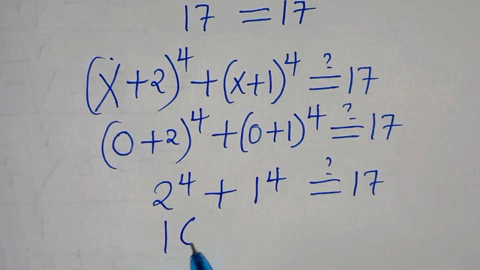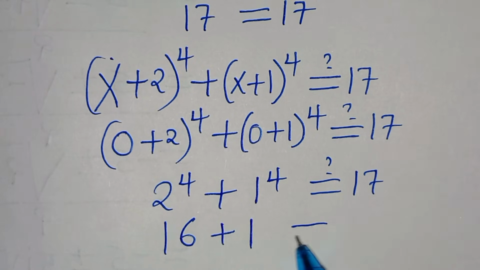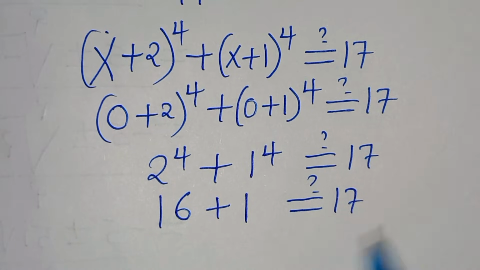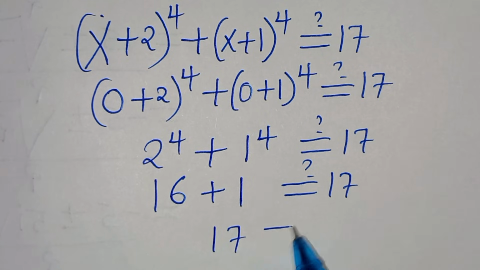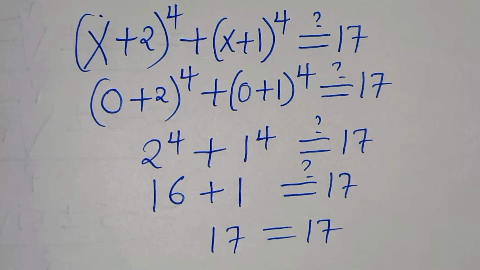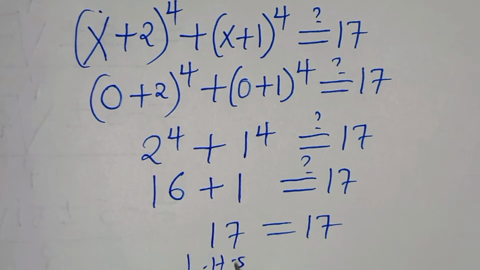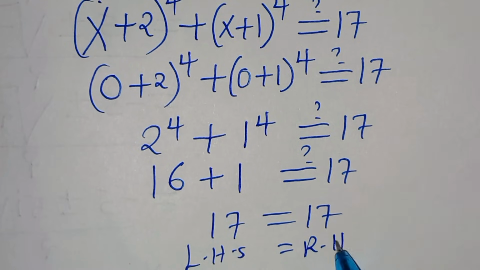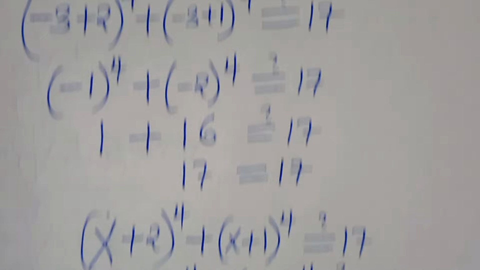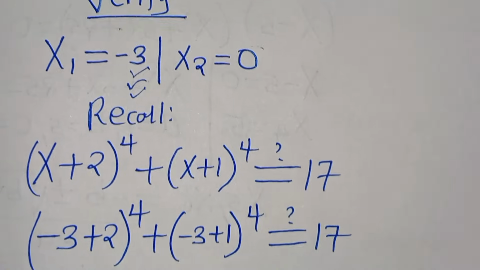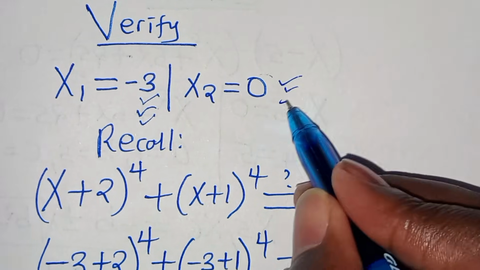So this is 16 plus 1, which should give us a value of 17. 16 plus 1 is 17, which is equal to 17. So the left hand side is equal to the right hand side, and this implies that x2, which is equal to 0, also satisfies the equation.